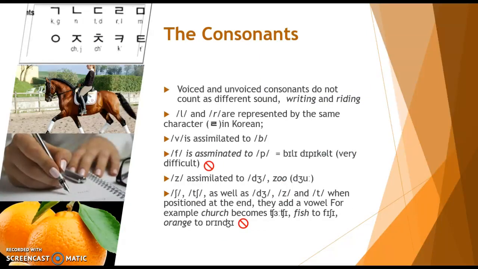Voiced and unvoiced consonants do not count as different sounds. So when a Korean speaker says writing and riding, sometimes it could sound the same. L and R are represented by the same character in Korean. V is assimilated to B, F is assimilated to P, so sometimes they can say "really difficult" instead of saying "very difficult." Z is assimilated to J, so when they say zoo, they can actually say Ju.